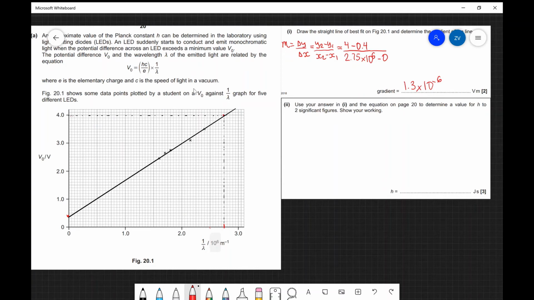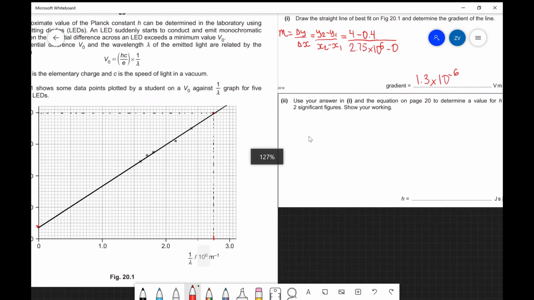Now the first step would be to apply a y equals mx plus c analysis to our equation which we have been given. So what I'm going to do is I'm just going to write down the equation over here, which is that V naught is equal to hc divided by e, multiplied by 1 over lambda. This is just this equation. Now underneath that I'm going to write y is equal to mx plus c. Because I don't have anything either added or subtracted from this expression, I'm just going to add a little plus 0.